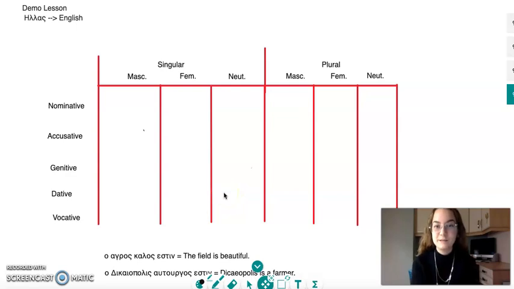Hello, today we'll be learning about the definite article in ancient Greek. Now in English, the definite article is simply the word "the," whereas in ancient Greek there are lots of different ways to translate the word "the."